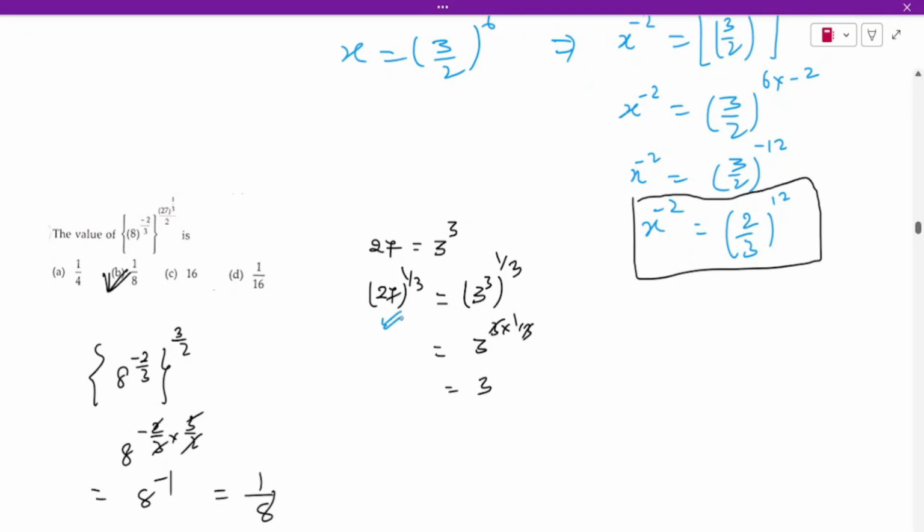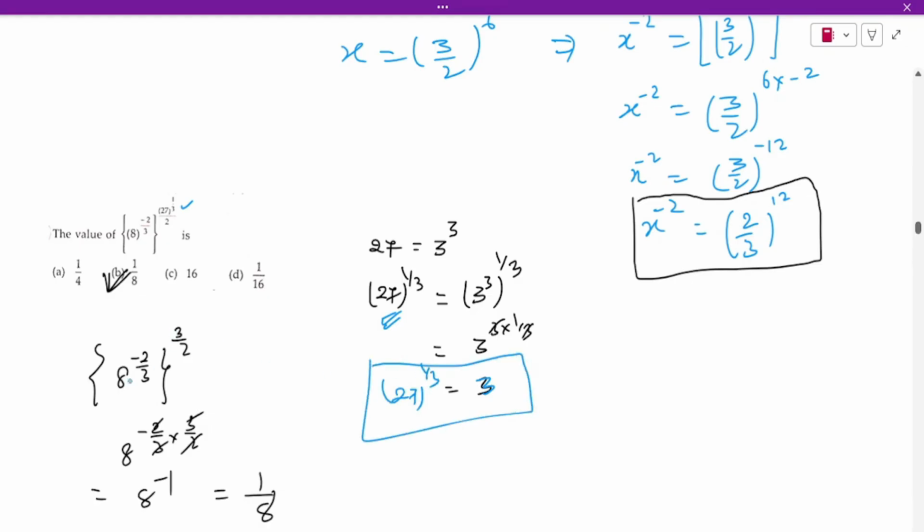And then by taking the power they have given, 27 raised to power 1 by 3, so by taking power 1 by 3 on either side of this equation, that is going to give us 3 to the power of 3 times 1 by 3, and the 3 got cancelled. We are left with the value of this expression, 27 to the whole power 1 by 3, as 3.